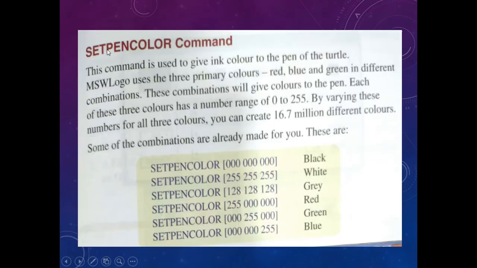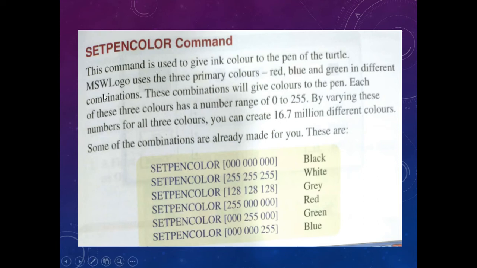Okay, now the next topic is the set pen color command. Okay, this command is used to give ink color to the pen of the turtle. Ink color we are giving to the pen of the turtle. For example, when you are drawing something with a sketch pen, whichever color sketch pen you are holding, that color line you are drawing, right? Same way, when we give the color to the pen, the turtle will move by drawing in that color.